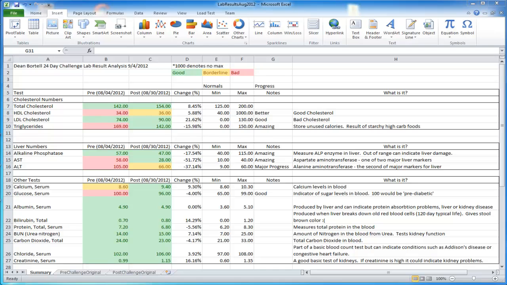The pre-lab was done on August the 4th of this year, and the post-lab was done 26 days later on August the 12th. Both of these labs were done by laboratories in the Dallas-Fort Worth area, and they were not done by the physician who took the blood. They were sent off to a professional lab where detailed analyses were done.